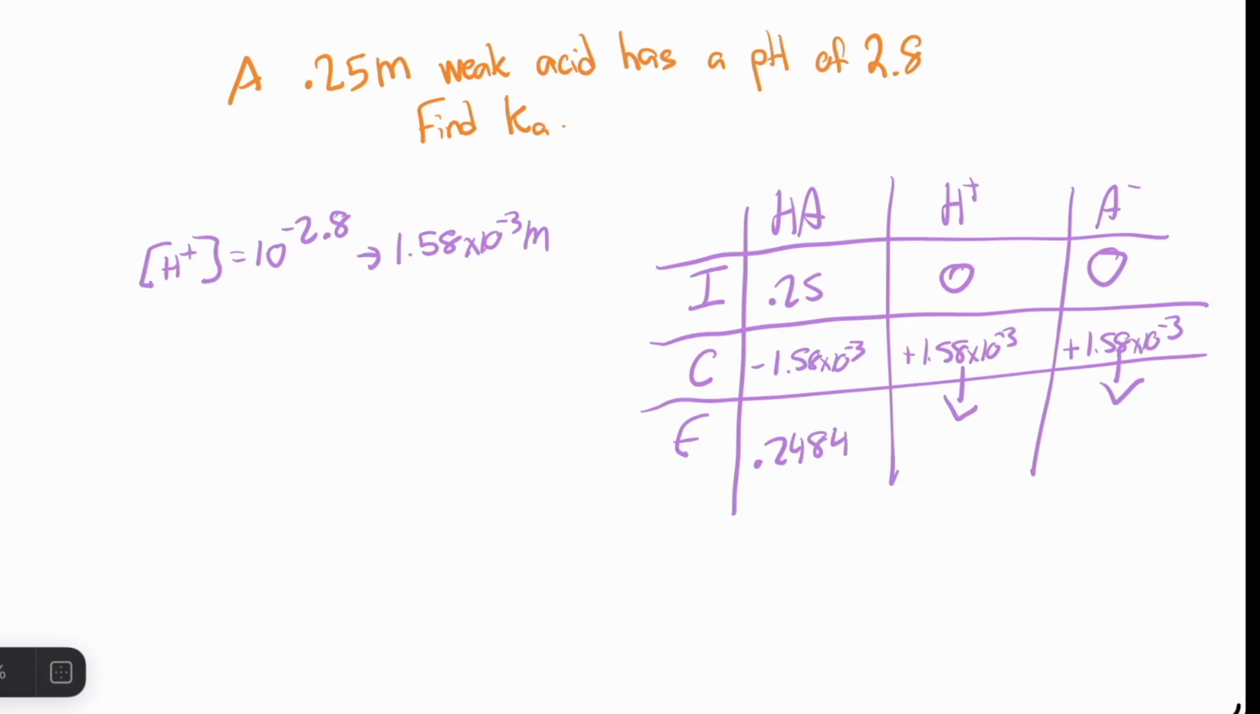0.2484. Now if we plug this into the Ka equation again, we'll get Ka is equal to 1.58 times 10 to the negative third. And since this is the same for both H plus and A minus, we can just simplify and square it. That's going to be divided by 0.2484, giving us our Ka value of 1.01 times 10 to the negative fifth.